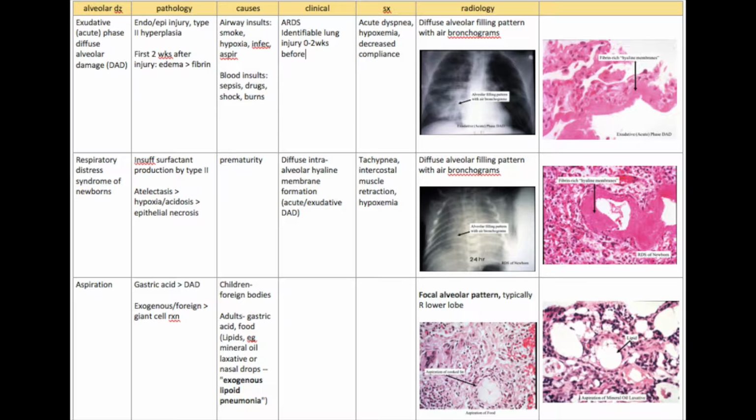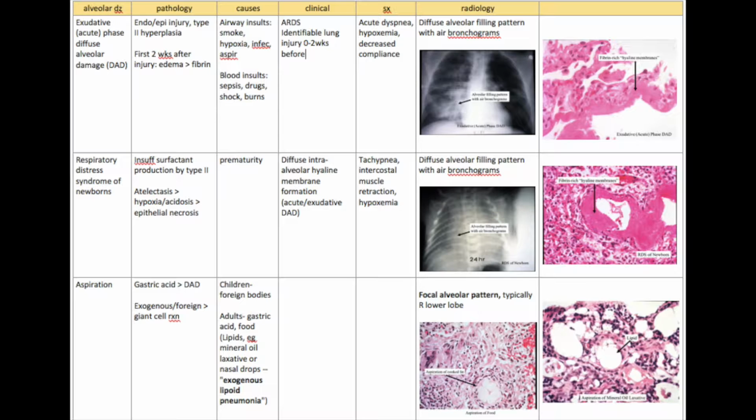The first 2 weeks after the injury, you see edema, and then you see fibrin hyaline membrane formation. And then we have damage to the alveoli, we have damage to the type 2 cells as well, because the alveoli are lined by type 2 cells. Type 2 pneumocytes, if you guys remember, produce surfactant, and surfactant helps keep our alveoli intact. They prevent collapse. They help us with the surface tension. They prevent alveolar collapse, basically. And if we are causing injury to the alveoli, then that means the type 2 cells are also being injured. And as a result, we see type 2 hyperplasia in this exudative phase diffuse alveolar damage.